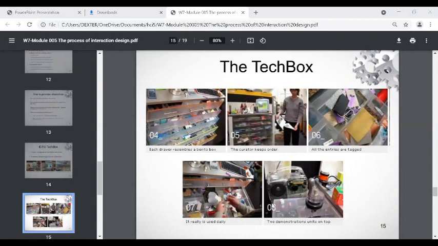Okay, so each of IDEO's offices has a tech box, and each tech box has its own curator who is responsible for maintaining and cataloging the items and for promoting its use within the office. Anyone can submit a new item for consideration. As items become commonplace, they are removed from the tech box to make way for the next generation of fascinating curiosities. So this is the tech box.